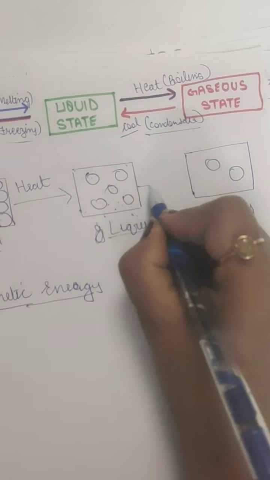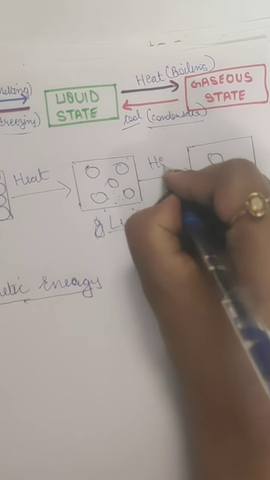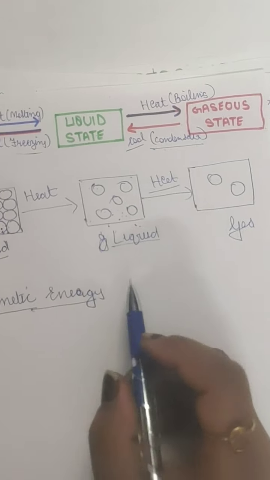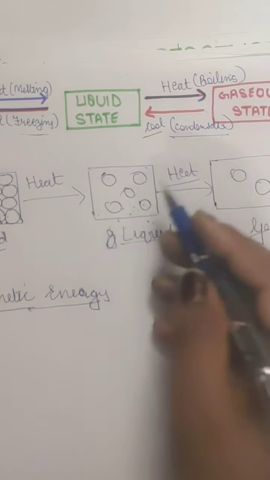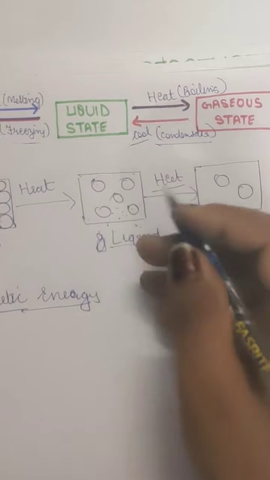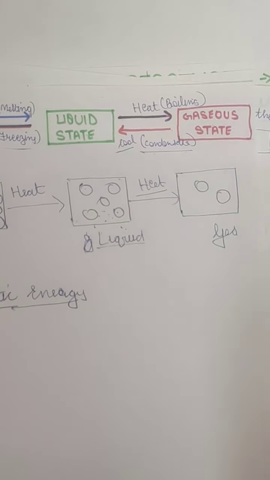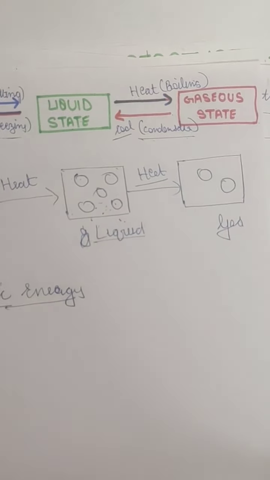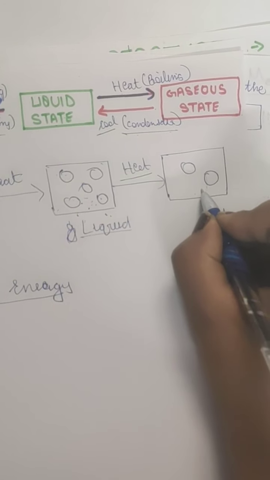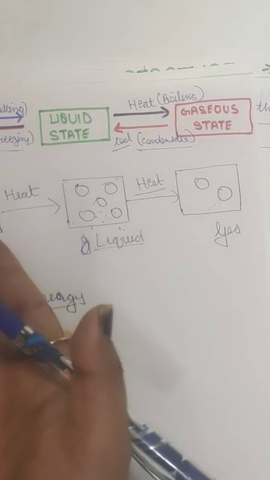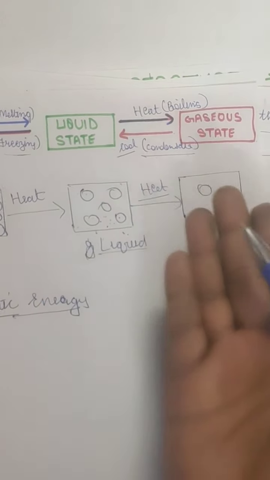Again, we will heat it more. Again, it will have more kinetic energy. When it has more kinetic energy, the speed of the particles will increase and they will be away from each other. They can move freely. There will be lesser attraction, so they will behave as gas. So this is how solid converts into liquid and liquid to gas.